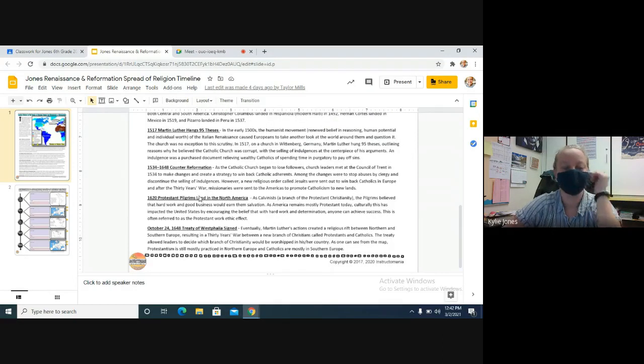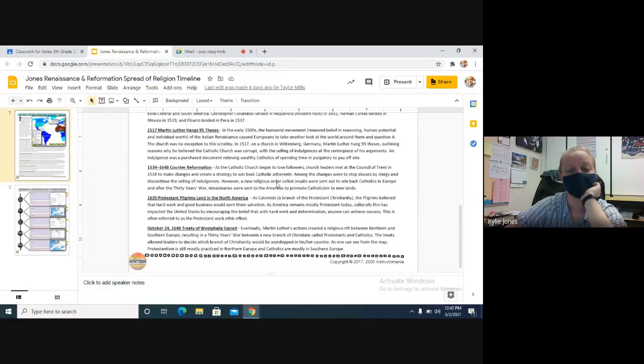The next section says 1534 to 1648, the Counter-Reformation. As the Catholic Church began to lose followers, church leaders met at the Council of Trent in 1534 to make changes and create a strategy to win back Catholic adherents, or Catholic followers. Among the changes were to stop abuses by clergy and discontinue the selling of indulgences.